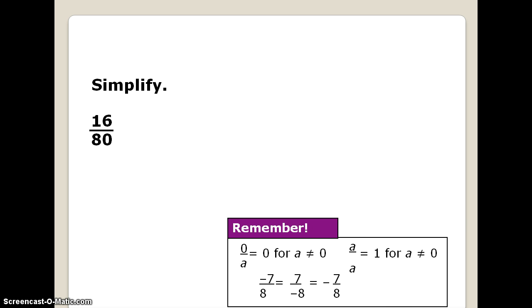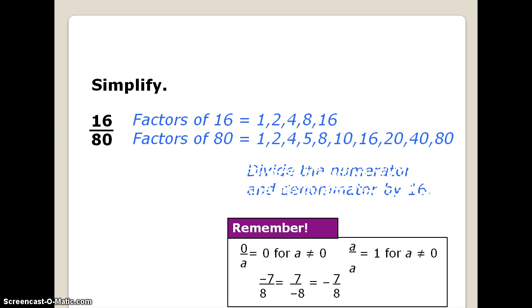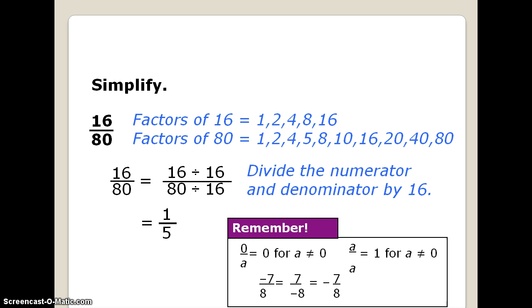So if we wanted to simplify 16/80, we would start by looking at the factors of each number. So the factors of 16 are 1 and 16, 2 and 8, 4 and 4. Factors of 80, you can see those listed. And then we look for the largest factor that they share in common. Well, I see 16 in the list, so we can divide both numerator and denominator by 16, and now we have 1/5. It's, again, the idea of keeping it balanced. We do the same to both the numerator and denominator to keep it equal.